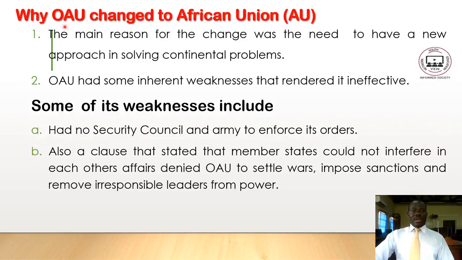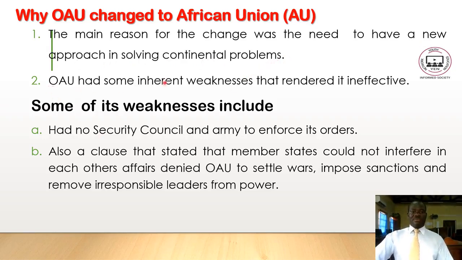So why did the OAU change to the African Union? Today, we don't have the Organization of African Unity. It has changed its name now. It is called the African Union. Why did it change that name? The main reason for the change was the need to have a new approach in solving continental problems. So how did they address that? By changing their name so that they are known by a different name.